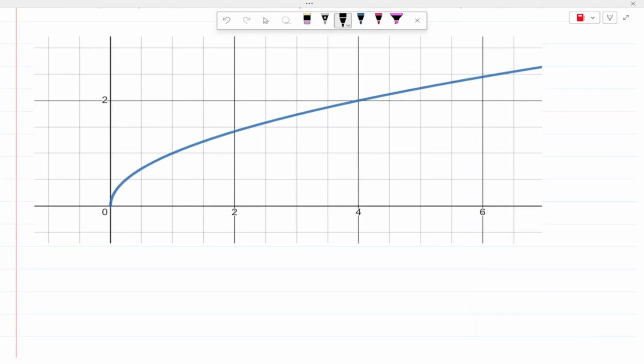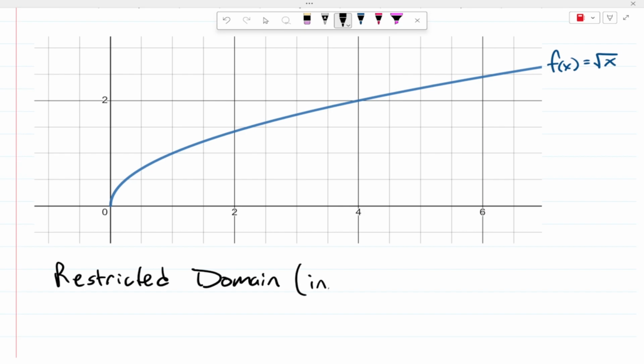All right. So from here, this is f of x equals the square root of x. And this happened in the previous problem, but this problem I really want to look at this. Here we have what we call a restricted domain. Now remember, domains are input, independent, or you can call them x values, all right?